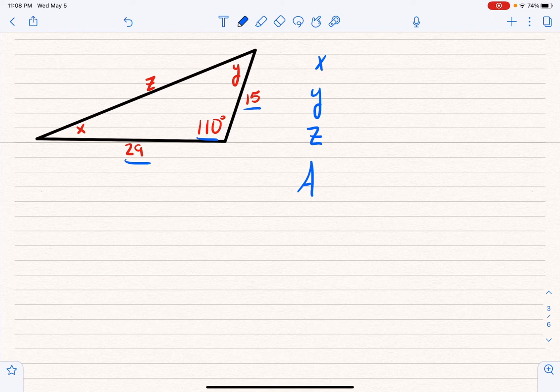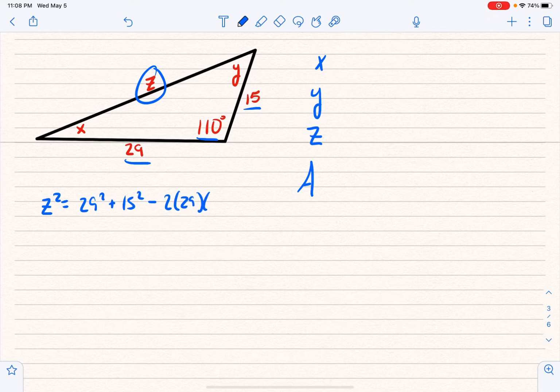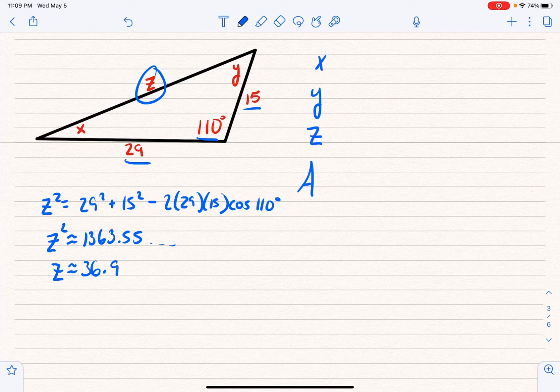If I was going to do this, the first thing I could go after is maybe z, figuring out the length of that side. And I'd know that z squared is equal to what? 29 squared plus 15 squared minus 2 times 29 times 15 times the cosine of 110. This is one where I just get to plug the whole thing into my calculator and it becomes really simple. I get that z squared is about 1363.55 something, and I square root that answer, and I get 36.9. So z is about 36.9.